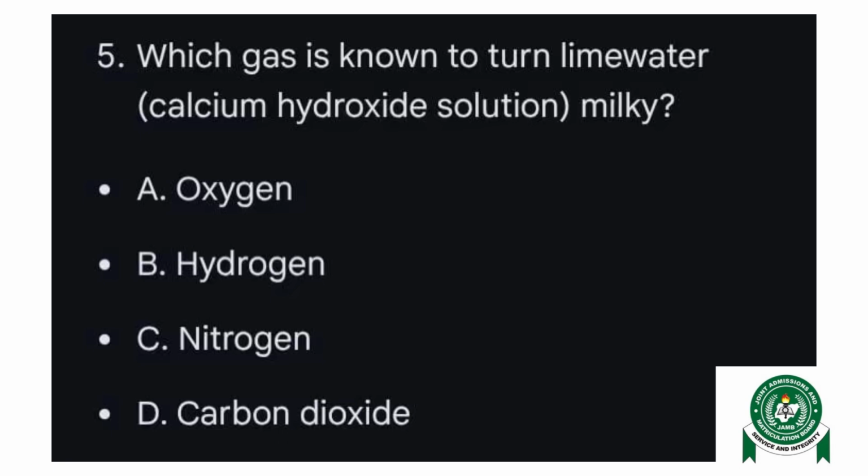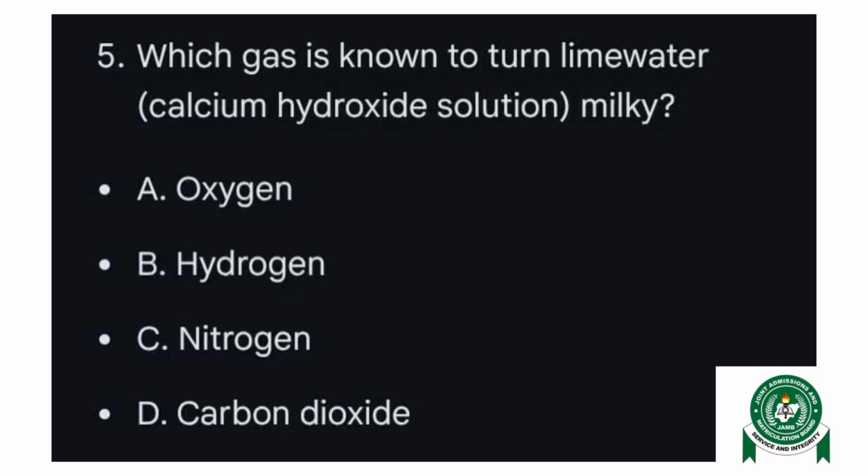I've already told you guys the answer. The correct option to this question is option D, carbon dioxide. The standard chemical test for carbon dioxide, which is CO2, involves passing it through lime water, that is aqueous calcium hydroxide. The gas reacts with the lime water to form calcium carbonate, which is a white solid that does not dissolve in water. It is a precipitate. It causes the solution to appear milky or cloudy.